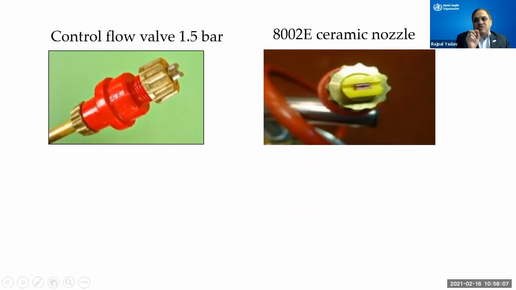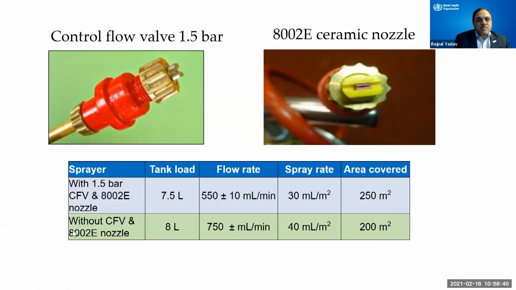So this nozzle is not steel; it is made of ceramic, just like our tea cups or plates that we use. And because the ceramic material is very hard, even harder than steel, it lasts much longer than steel nozzles. Therefore, we now encourage that a control flow valve with 1.5 bar and nozzles with 8002 specification should be procured in future in order to maintain high quality spray and less wear and tear of the equipment.